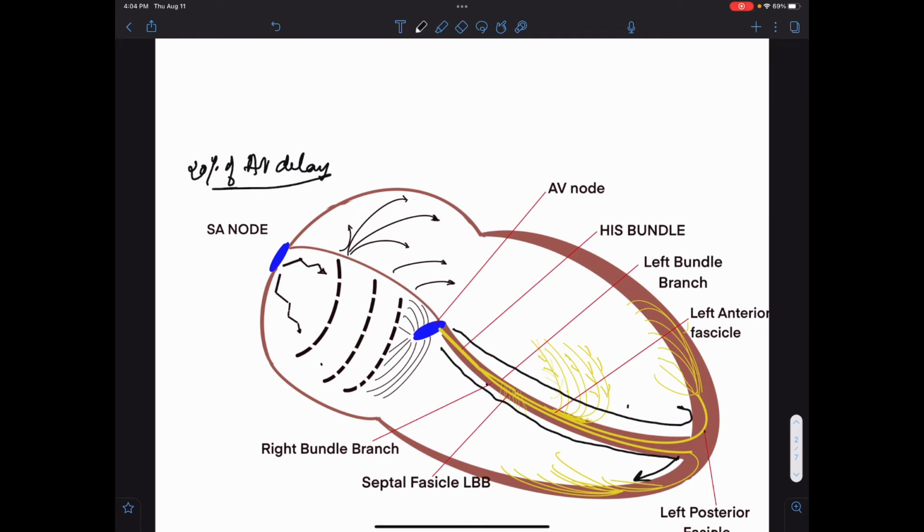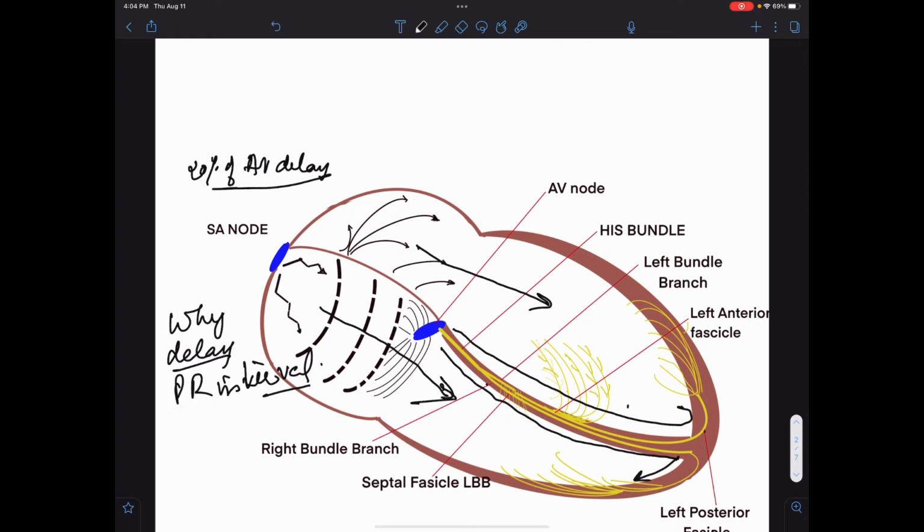Now, why is this delay there? Why is the PR interval there? The reason for this is that as the atria are emptying their contents on both the right and the left side, it needs time for the ventricle to fill up and start its own impulse. If the whole thing were simultaneous, then there would be hardly any cardiac output. So the important meaning of this delay is that the filling of the ventricle occurs during this period.